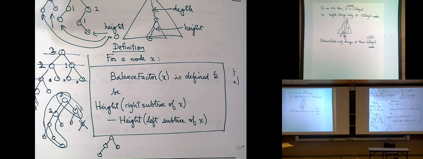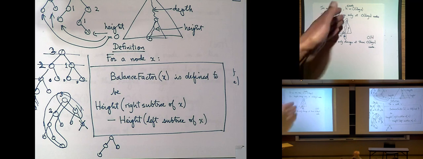Does that make sense? Those are the only places where the heights actually change. And does that answer your question? Okay. Does that make sense? So the balance factor is only changed on these nodes.